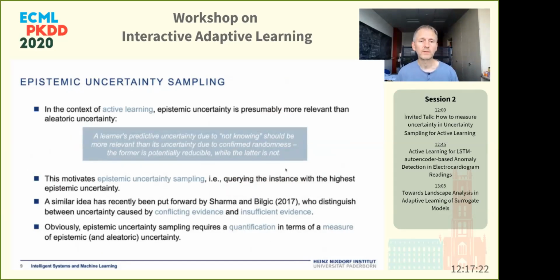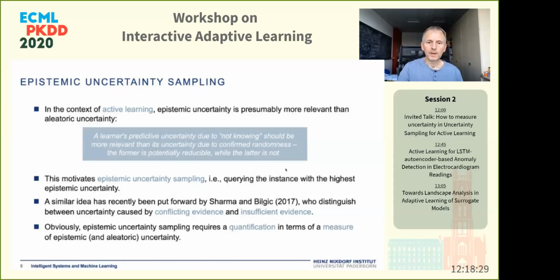Okay, and this actually motivates what we have called epistemic uncertainty sampling, by which we simply mean uncertainty sampling where the uncertainty is quantified in terms of epistemic uncertainty and not total uncertainty as is done in standard uncertainty sampling, where, for example, you use the entropy measure, which in a sense is a measure of total uncertainty, capturing both types of uncertainty simultaneously. So this idea is not completely new. For example, a couple of years ago, there was an interesting publication by Sharma and Bilgic, in which they make a similar distinction, not exactly the same, but similar, and they speak about uncertainty caused by conflicting evidence and so-called insufficient evidence. Later on in the experiments, we also compare to their method, at least in those cases where it's applicable.